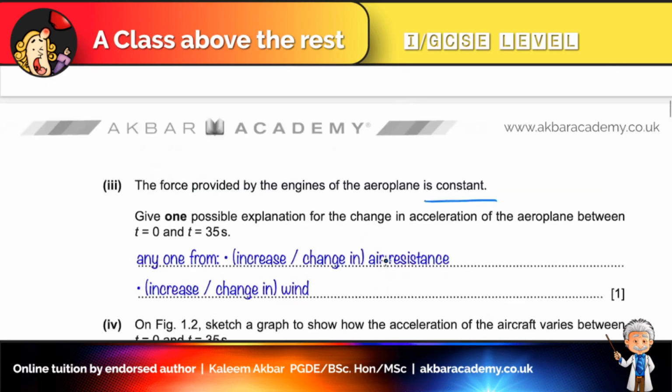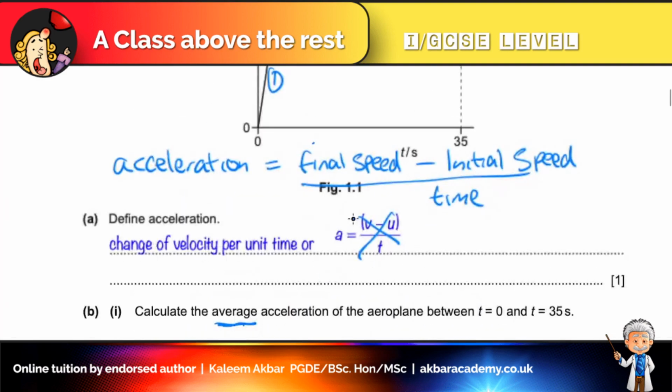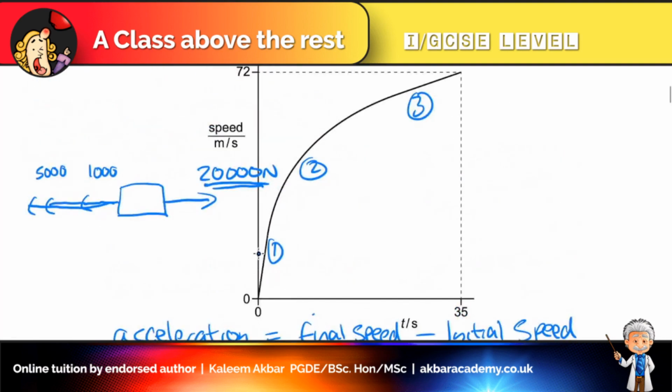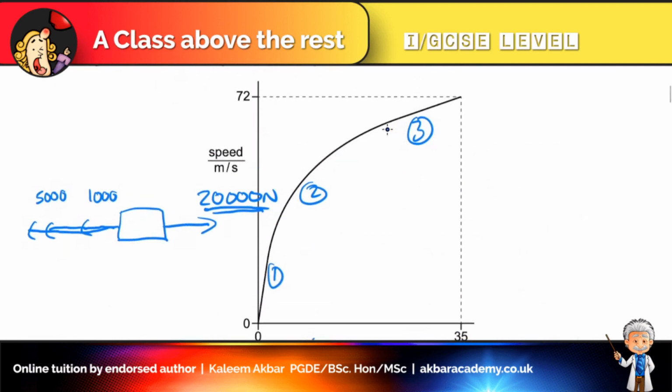Now, why did I do that? Just to make sure you understand. Number one, steeper gradient, steeper acceleration, and constant because it looks like a straight line here. Number three, smaller acceleration, smaller gradient, but constant again. It's this region here between 1 and 3 where it curves, where the acceleration is decreasing.